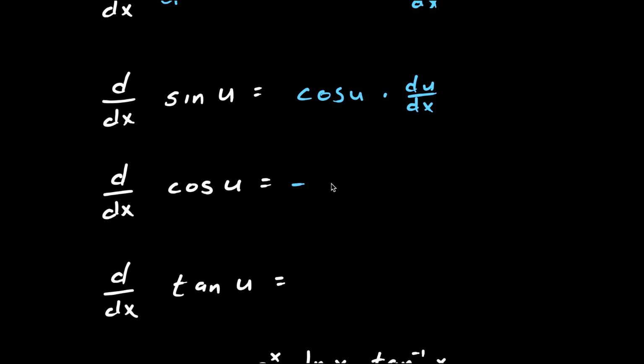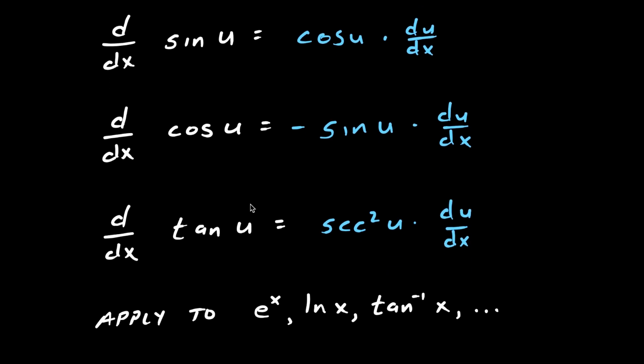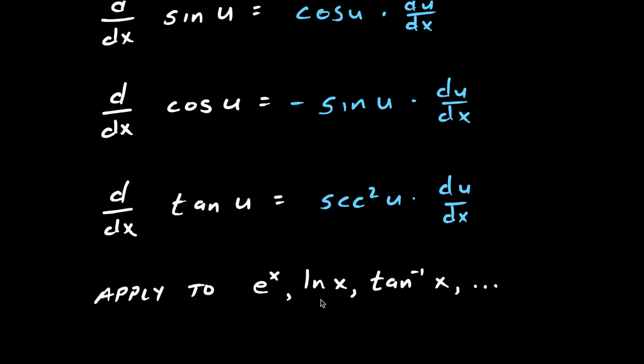Derivative of cosine of u, we should know is negative sine of u, again, times du dx. Tangent of u, secant squared of u, again, times du dx. And if you haven't learned them already, when you learn e to the x, ln of x, inverse tan of x, all your derivatives, you can really write them in terms of u, and you're going to multiply by that little kick, du dx at the end.